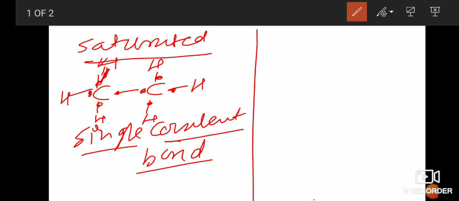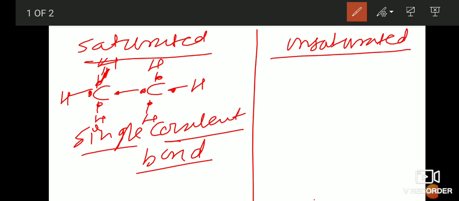So this is the part. While in the unsaturated compound, this is very important, carbon atoms are joined by double covalent bonds. Okay, so let us see. If you take this example, I am going to write hydrogen, hydrogen here. So each carbon has the double bond, correct? Carbon atoms are joined by the double covalent bond.